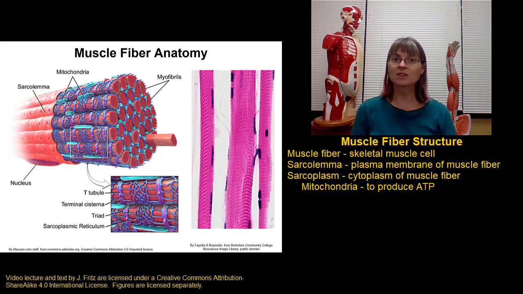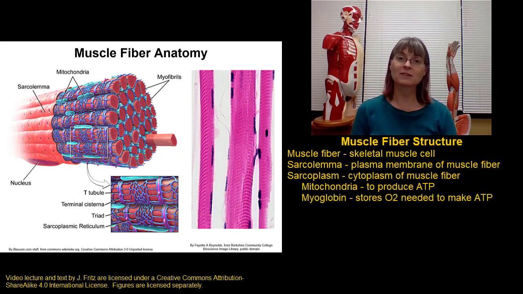We also see a lot of a molecule called myoglobin. Myoglobin is a protein that we find inside muscle cells that's important for storing oxygen. So as oxygen comes to muscle fibers, it can be stored attached to myoglobin to provide a good supply of oxygen within the muscle fiber so that it can continue to make a lot of ATP for the muscle to function.